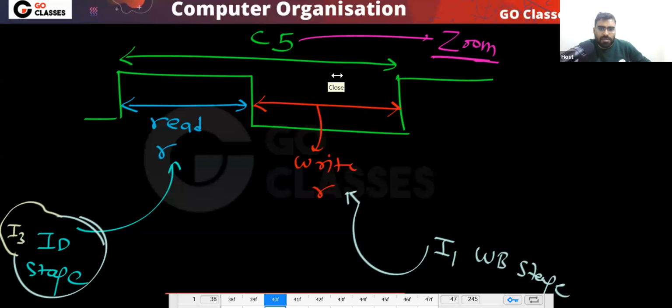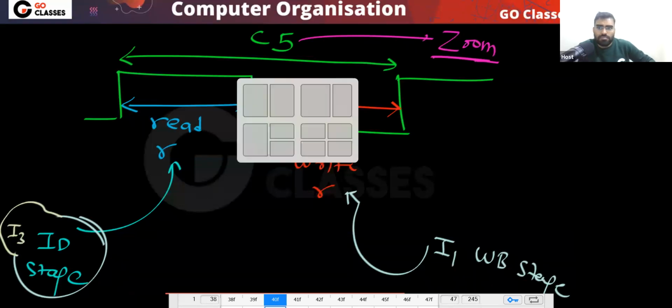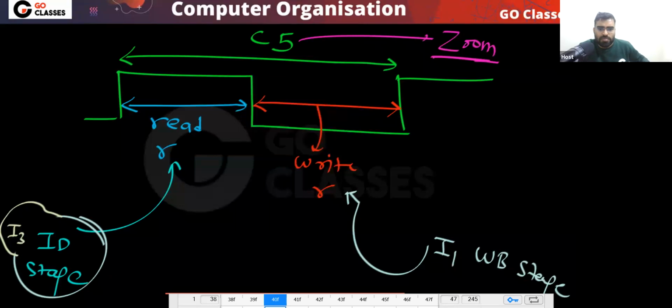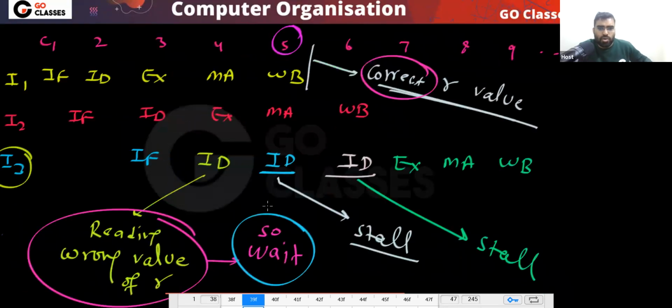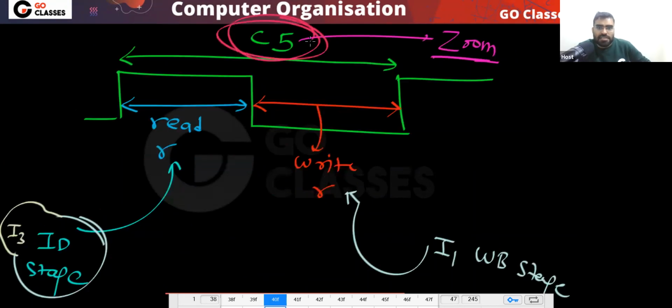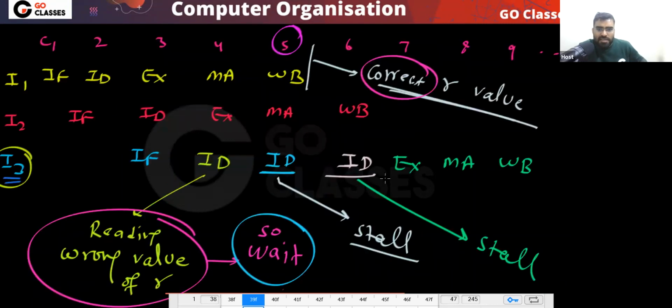Arnab, Sudeep, let me know. Is this understood? So you can notice that you cannot read the instruction I3. Please understand that instruction I3 cannot read in the cycle C5, right? In the cycle C5, we cannot read the correct value. So that is the reason we need to wait so that we can read the correct value. Now, in the cycle C6, we can read the correct value. Okay, clear?